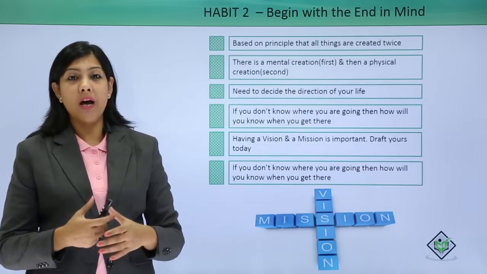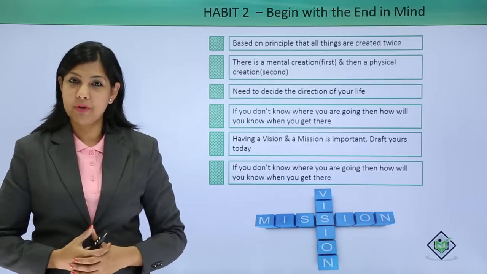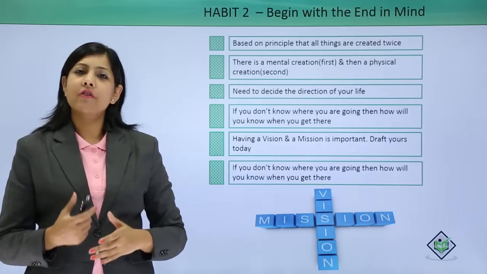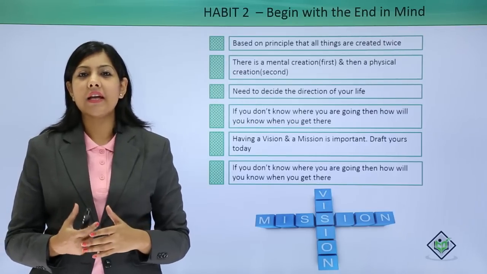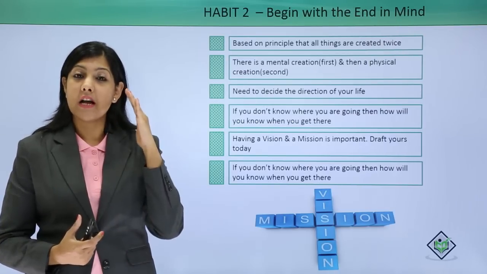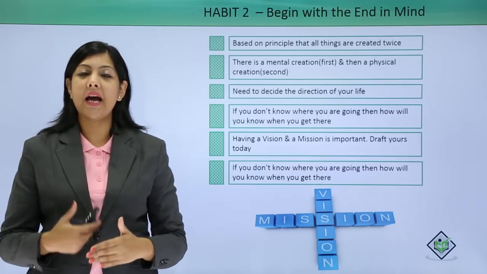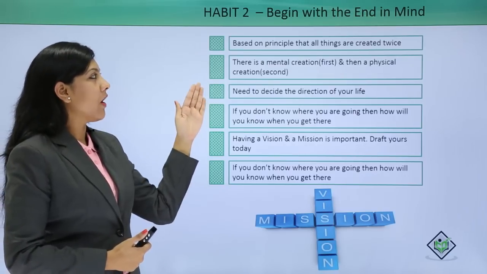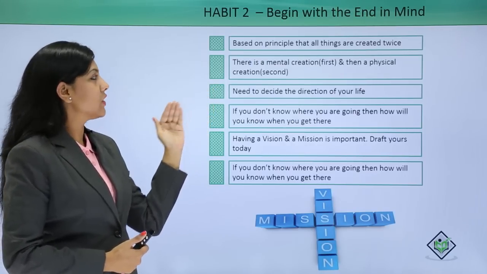Moving into our new habit, habit number 2, which says begin with the end in mind. Well, what we are really trying to say is that everything gets created twice. First in our mind, in our mental state of mind, and second in the physical state. It is based on the principle that all things are created twice.